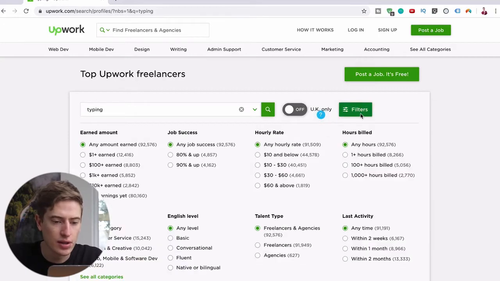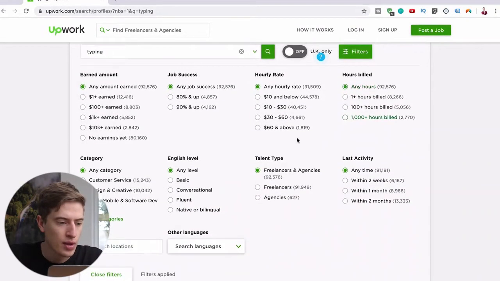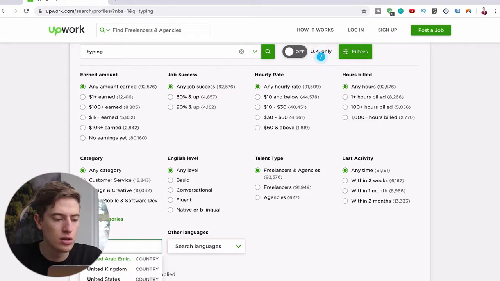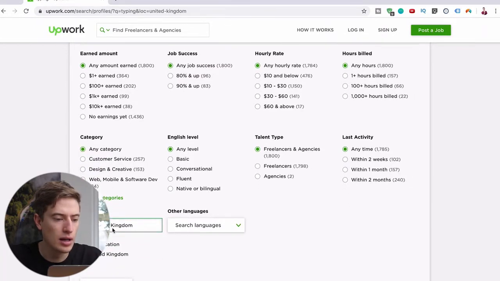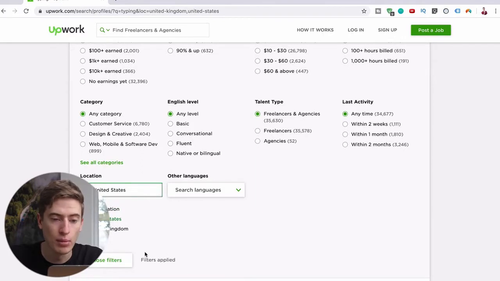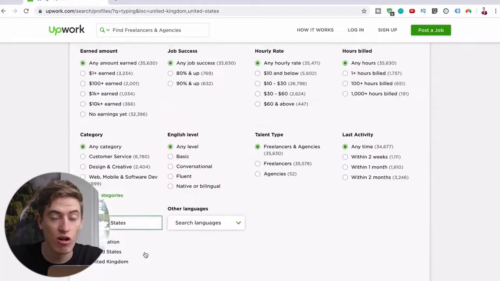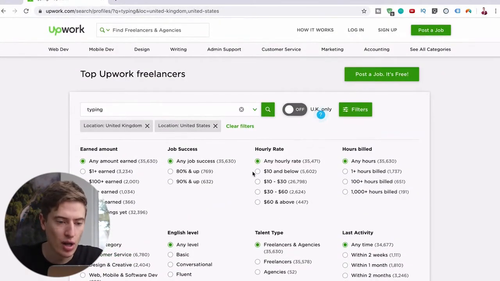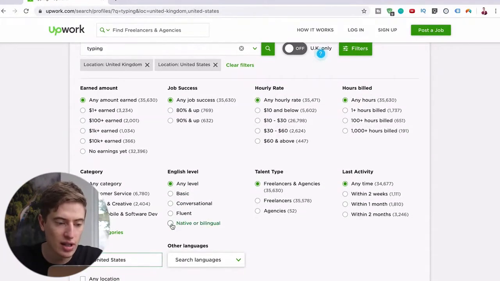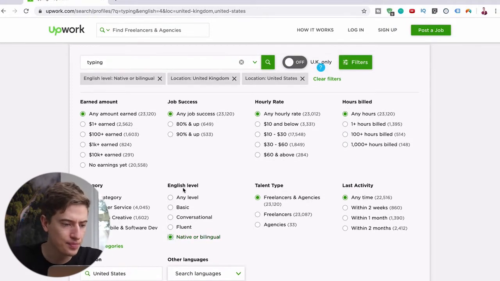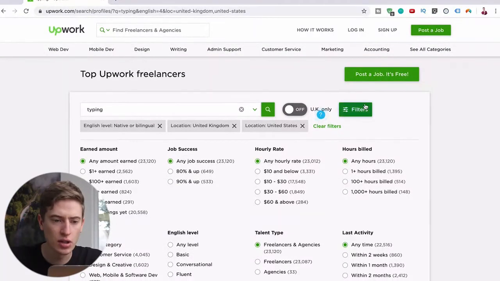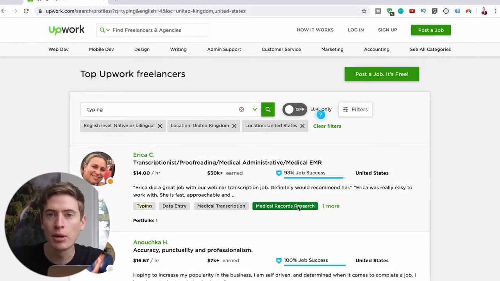So let's do filters and do location, United Kingdom. And let's do another location, United States, because obviously the United Kingdom and United States will be able to charge a bit more, as you can see here, 14, 16, rather than 4 and 5. Okay, and what other filters? So we're going to say your English is native, because I assume if you're from this country, you've probably got native English, and you can just hide the filters.